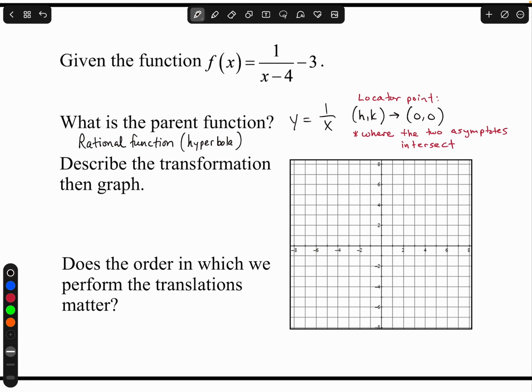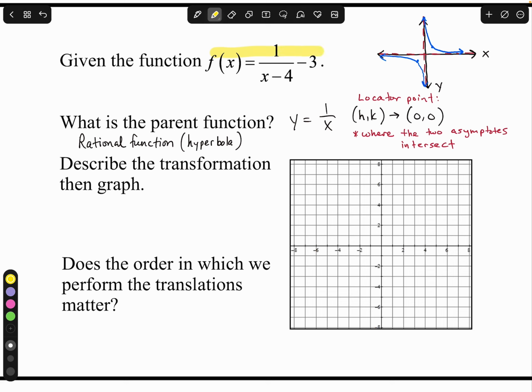Okay, so our parent function, remember, if we were to think about our x-axis and our y-axis, there's our x-axis, there's our y-axis, we would have a vertical asymptote that runs down here, a horizontal asymptote that runs through here, and then if we go over one, up one, and back one, down one, we would have our hyperbola that runs like this. Remember, it runs right along those asymptotes, but it never actually crosses, so it looks like this.